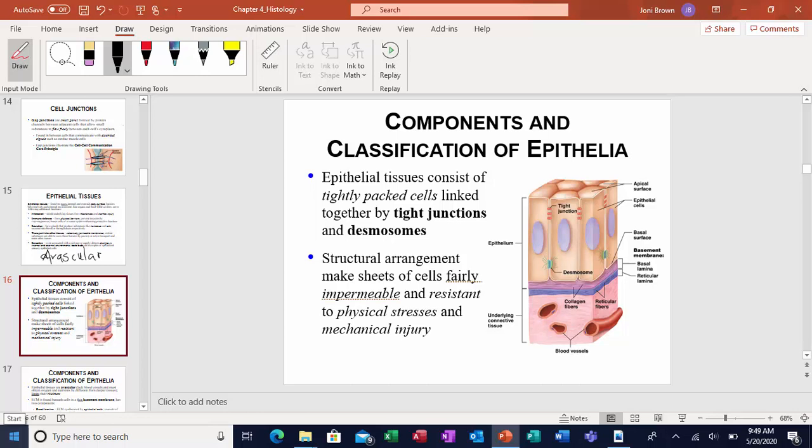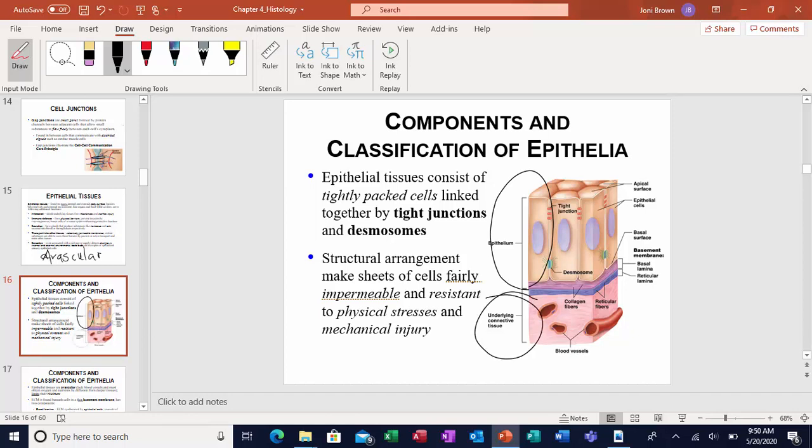Now, epithelial tissue doesn't have a lot of extracellular matrix. The cells are tightly packed together, so that they form a sheet of cells. There are desmosomes and the gap junctions, or tight junctions that you see there, connecting the plasma membranes of the cells together. And so they're pretty impermeable because they don't have a lot of extracellular matrix, plus they're more resistant to injury.